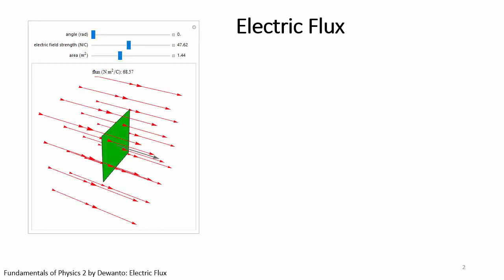Imagine electric field as represented by the red arrows in the simulation is incident onto a surface. Electric flux is then defined by the amount of electric field that penetrates the area of the surface. It is denoted using the capital letter of Greek alphabet phi.